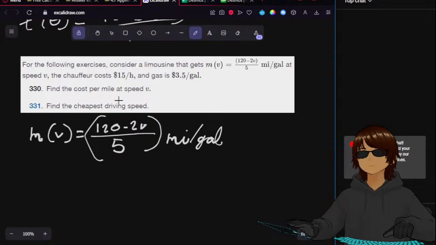So, miles per gallon, that gets miles per gallon at speed v. Find the cost per mile at speed v. The cost at speed v.